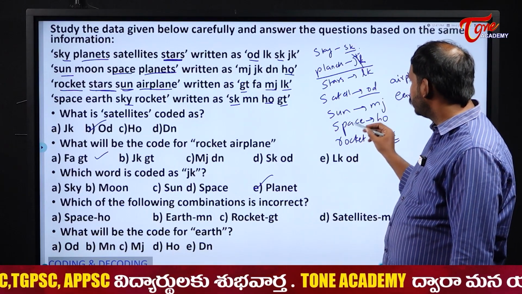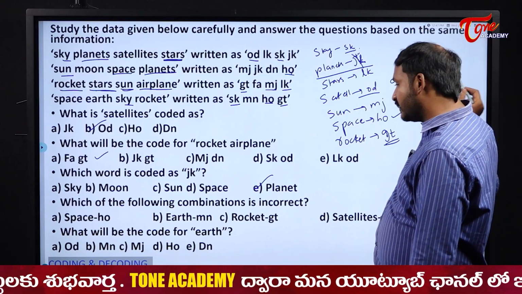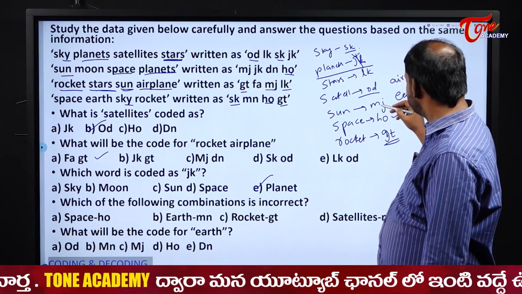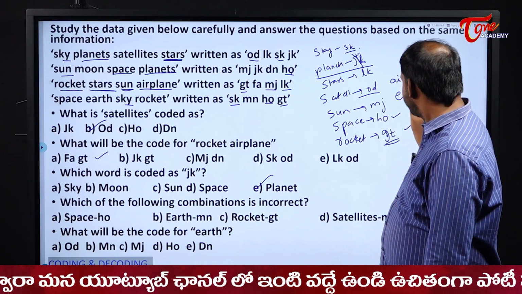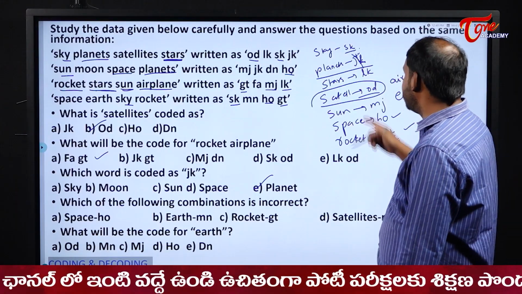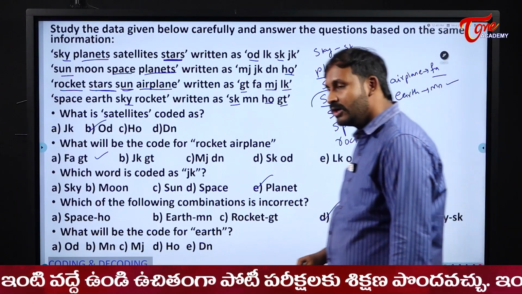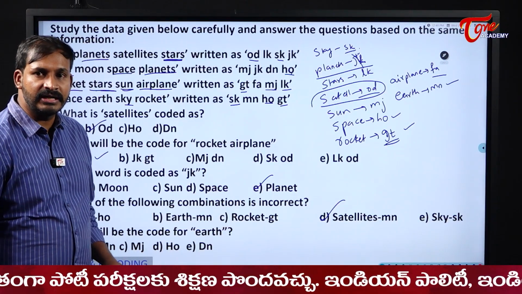Next, which of the following combinations is incorrect? Space HO, that is correct. Earth MN, that one is also correct. Rocket GT, that one is also correct. Satellite MN, satellite is not MN. Satellite is actually OD. Sky SK is also correct. So here our answer is option D. They are asking for the incorrect pair, so that is option D for us.